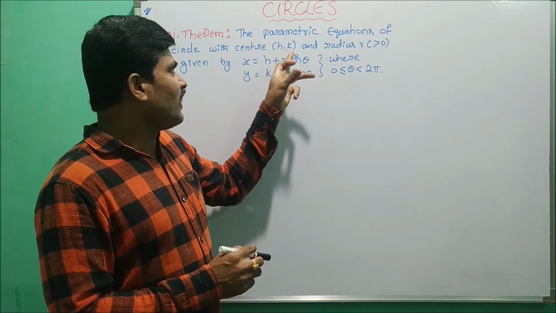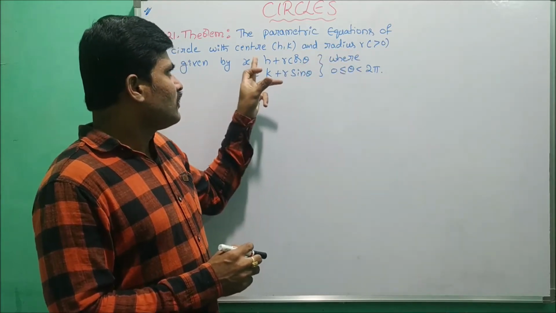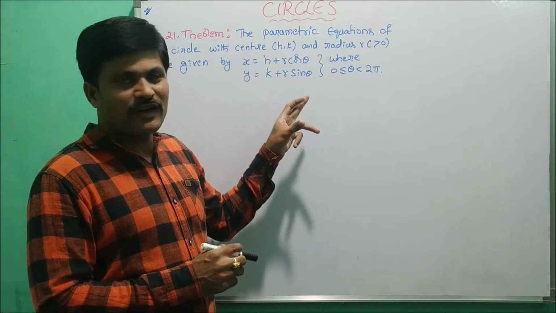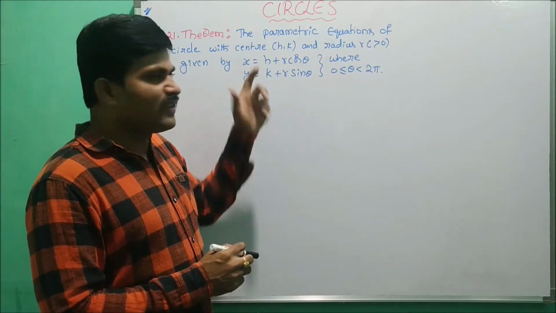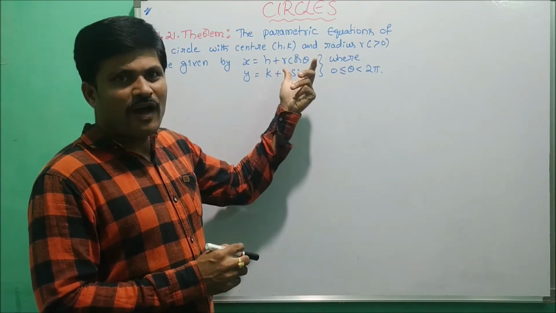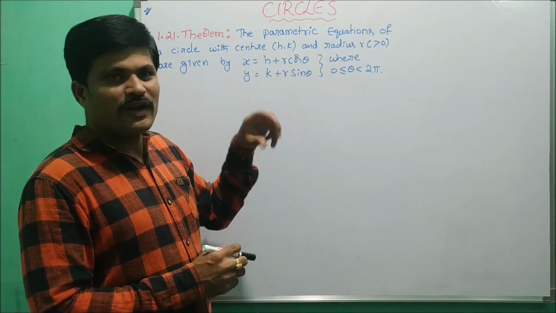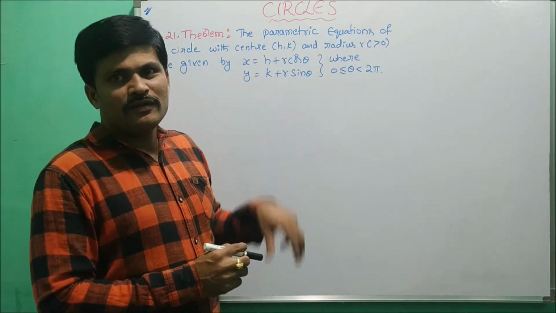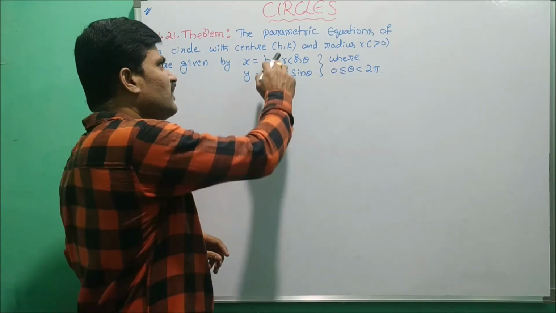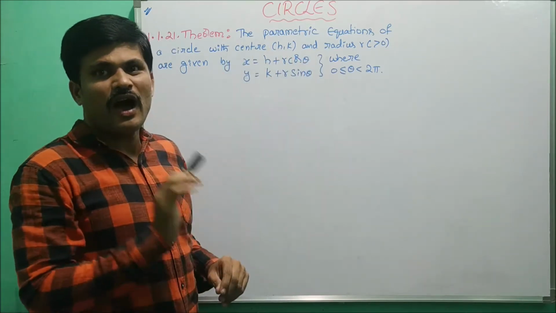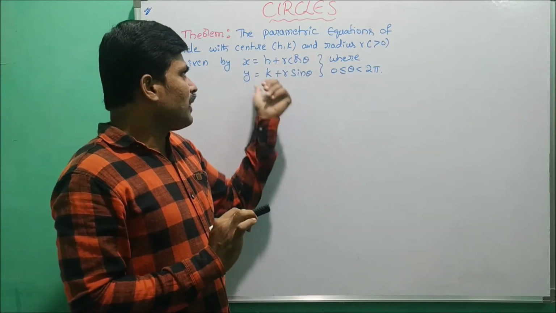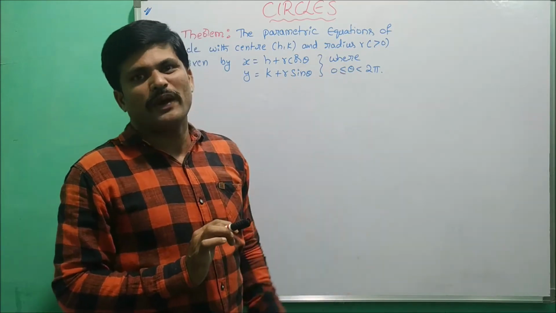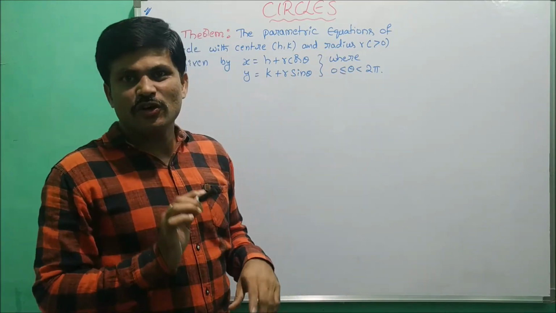Here we take the center (h, k) and radius r. The equations are x equal to h plus r cos theta, y equal to k plus r sin theta. Not only (h, k), using any center also, we take the center and radius of the corresponding circle, substitute in these equations, and we get the parametric equations. So here we consider the center and radius as (h, k) and r. In these parametric equations, theta is an angle, and that angle lies between 0 and 2 pi.